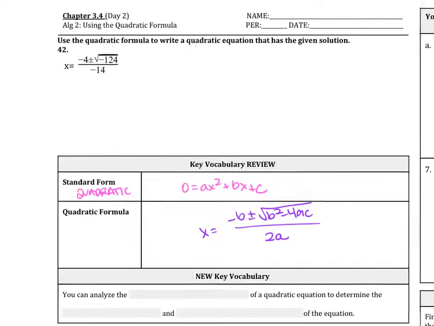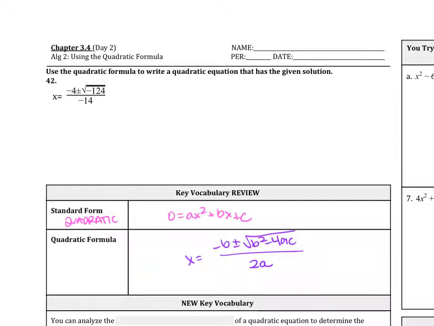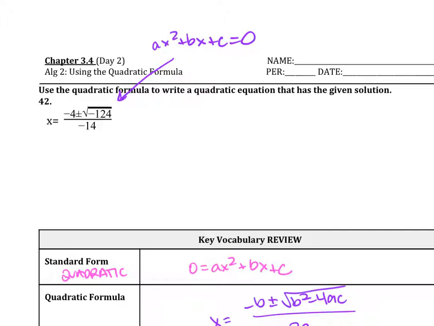So in looking at that, I want to go back to this problem here. Use the quadratic formula to write a quadratic equation that has a given solution. What we want to do is get to ax squared plus bx plus c equals 0 from this equation here. It's already plugged in for us and a little simplified, and we want to figure out what a, b, and c are. So the first thing you can do is write the quadratic formula next to it: negative b plus or minus the square root of b squared minus 4ac all over 2a.